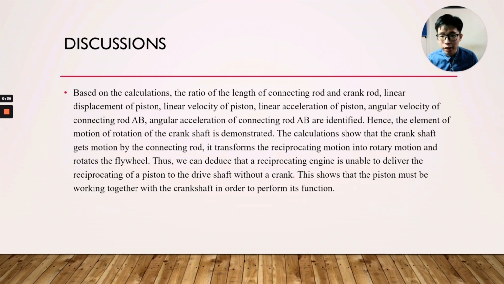Hence, the element of motion of rotation of the crankshaft is demonstrated. The calculations show that the crankshaft gets motion by the connecting rod. It transforms the reciprocating motion into rotary motion and rotates the flywheel. Thus, we can deduce that a reciprocating engine is unable to deliver the reciprocating of a piston to the drive shaft without a crank. This shows that the piston must be working together with the crankshaft in order to perform its function. So move on to the next slide.